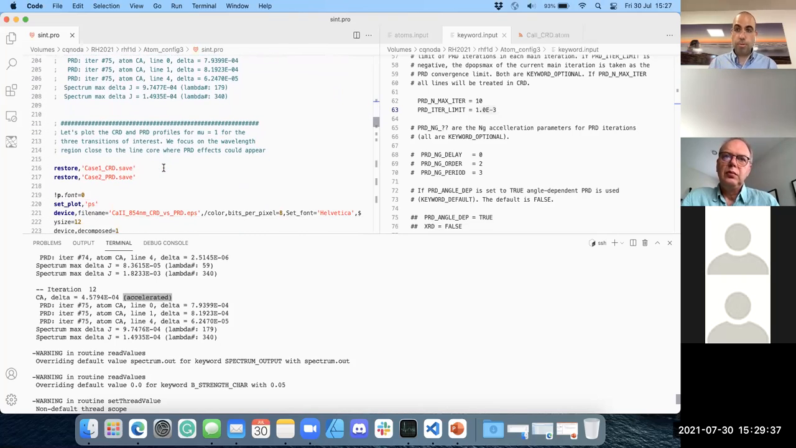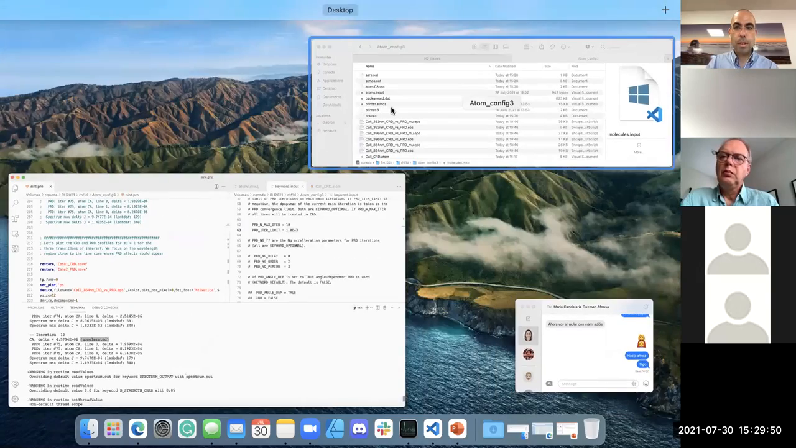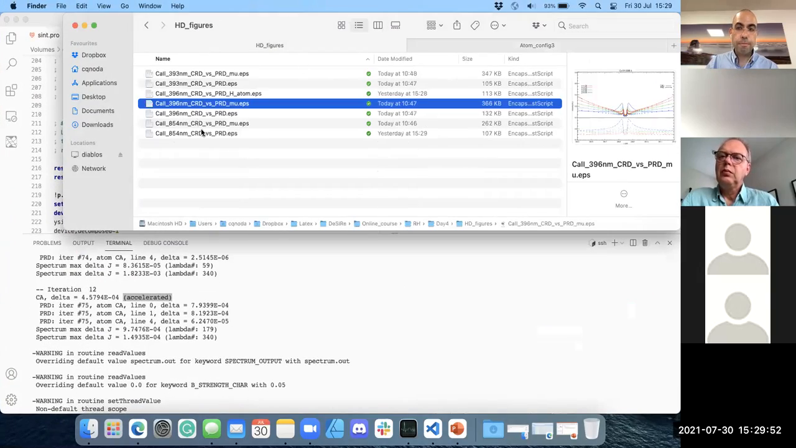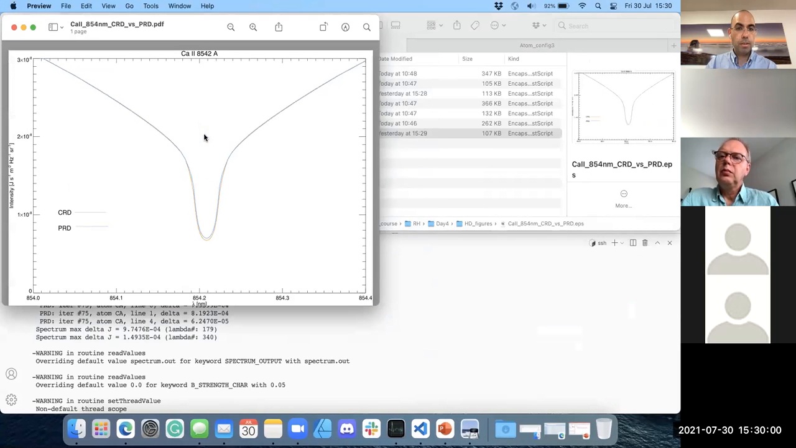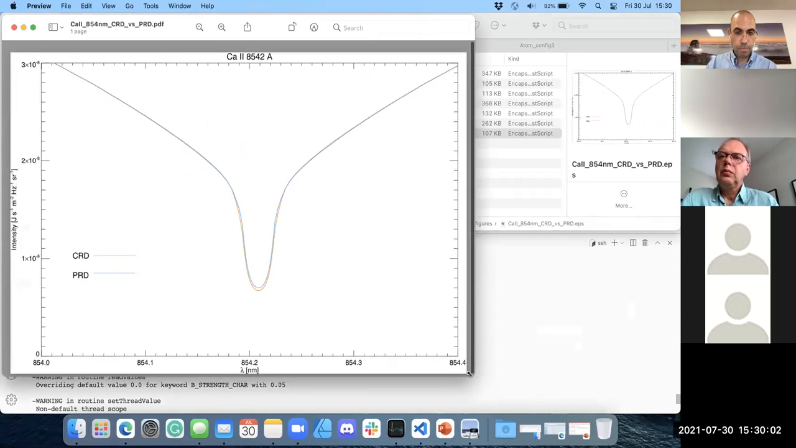So now let's do some plots, because I've been talking a lot and showing you a lot of numbers, and maybe you are a bit lost. So then just let's try to visualize what we are doing, okay? So then, as always, you will have a folder with high definition figures. So then let's start with calcium 8542, okay? So then I will make it bigger.